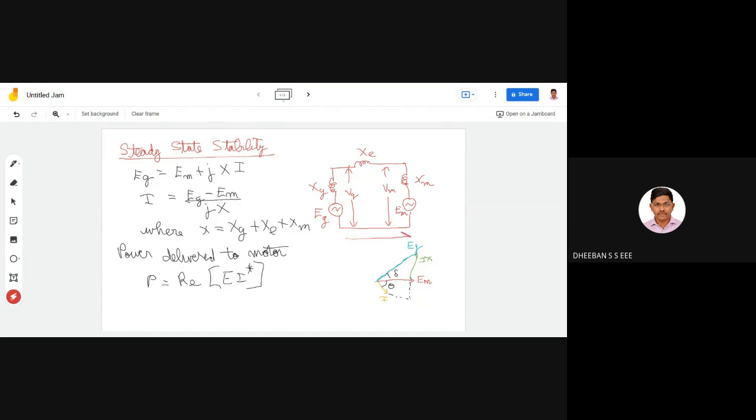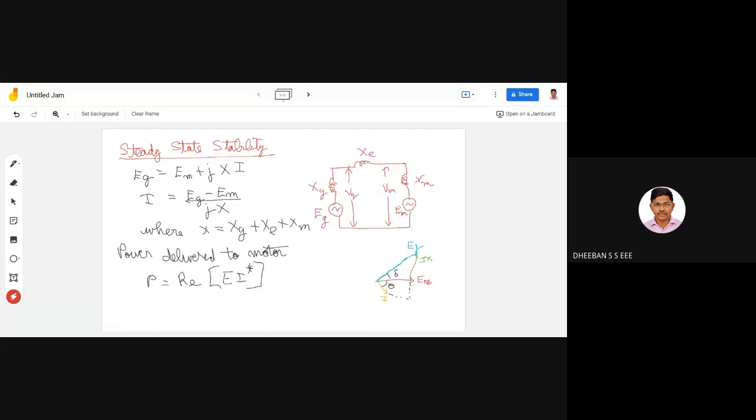across your generator to your motor. So this IX is the voltage drop between your generator and the motor, and this X value is nothing but the sum of all the reactances. That is given here: X is equal to Xg plus Xc plus Xm. And this I is the current flowing through this loop.